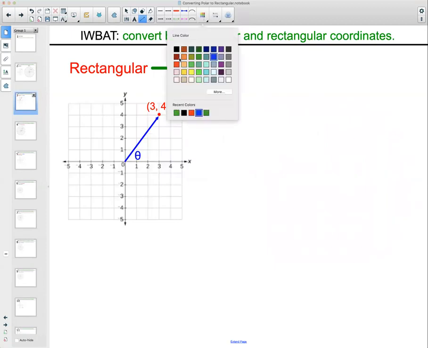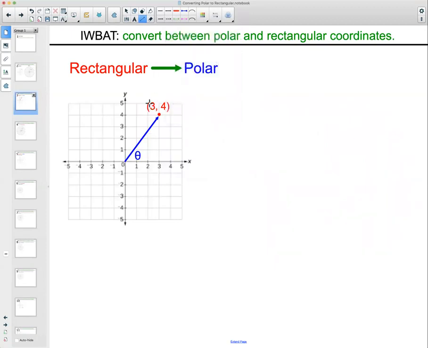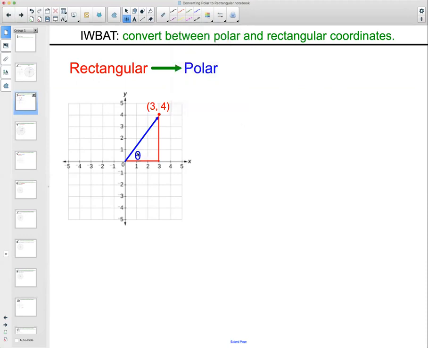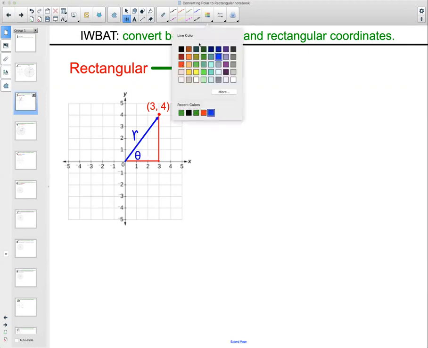So we've got this rectangular point here, which has an X movement of 3 and then a Y movement of 4. And what we need to do is just rewrite it in a different language. So it has this right triangle here. We just need for the polar points to actually go to the R, or the length of this radius, and then theta. So how do we do that?